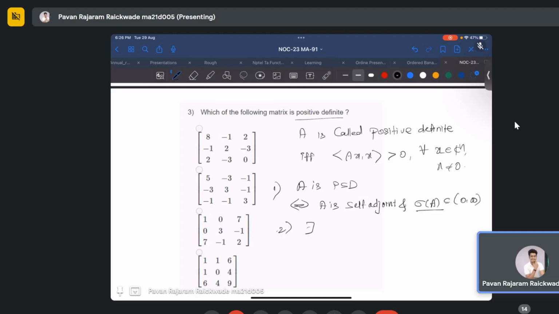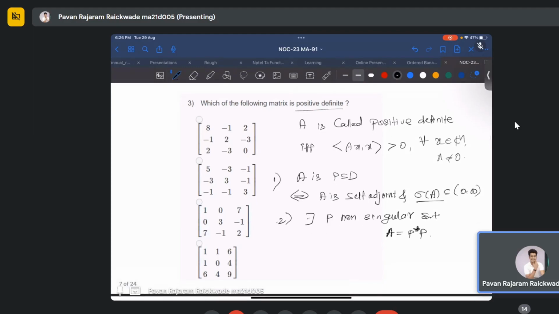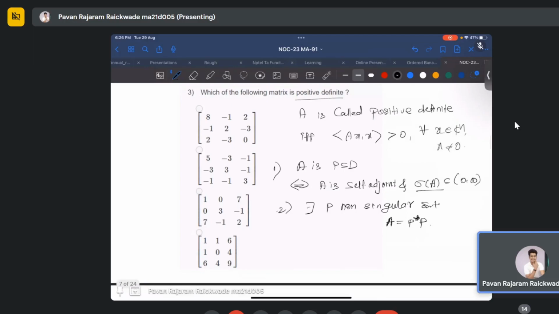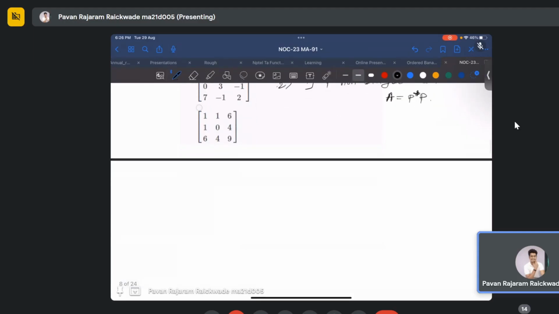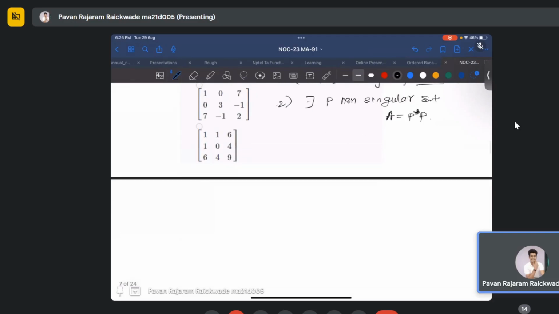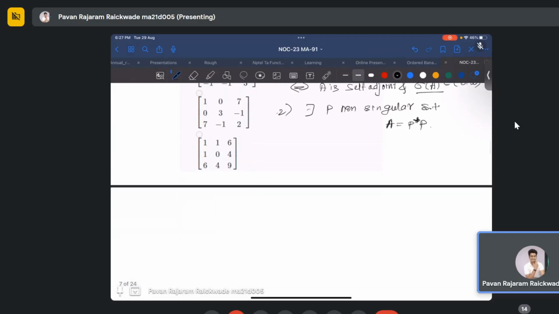Second, there exists a non-singular matrix P such that A equals P star P. So let's see if we can do something from these. Even we can use this condition if you have some nice observation skills. Okay, I'll tell something regarding matrix computations now that might be very useful further, if you are going to do some work in linear algebra and matrices.